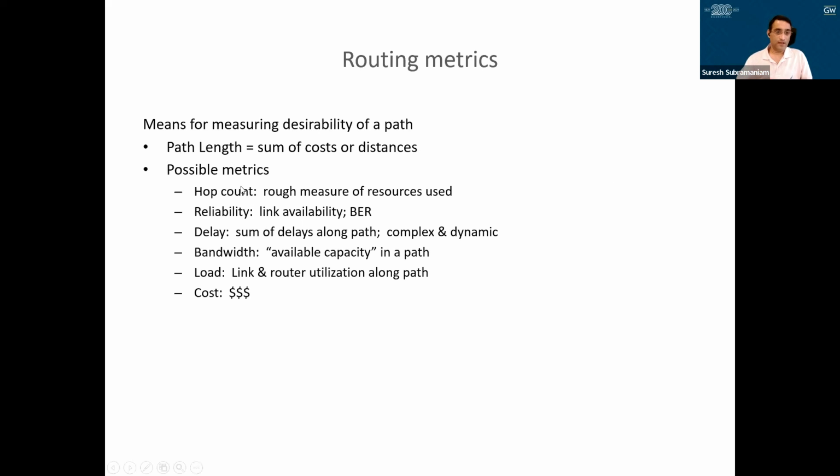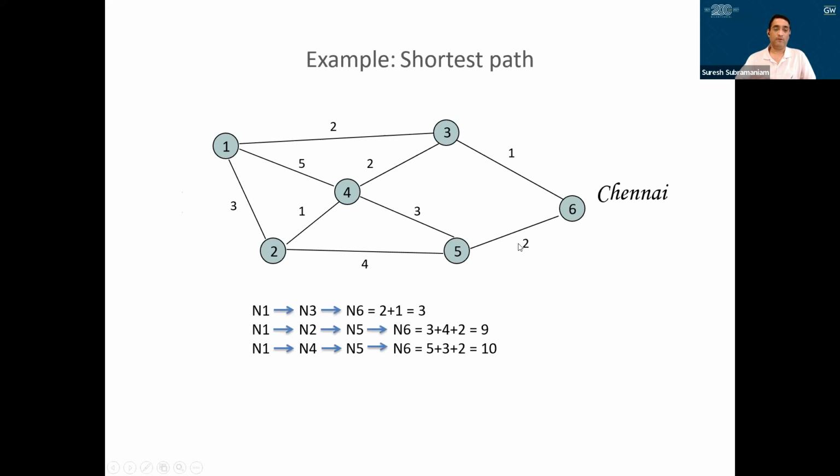This just shows that there are a number of possible metrics. I've already mentioned this. So let's take a look at this particular example. This is again the same graph, and let's call node 6 Chennai. So we are sending information from other nodes, maybe this is Bangalore, Bombay, etc., to Chennai. You see these numbers right next to the links. These numbers correspond to distance, if you want to minimize distance.